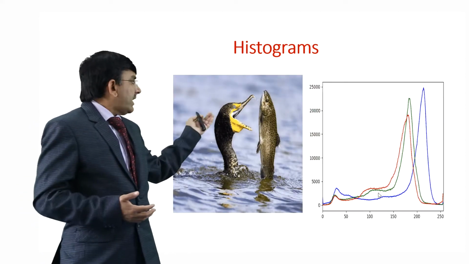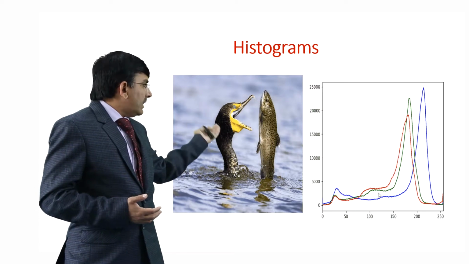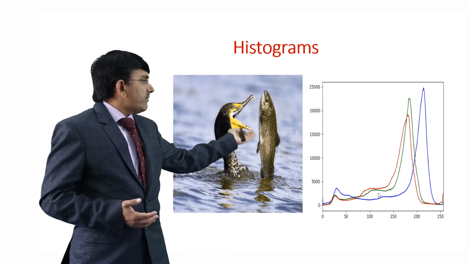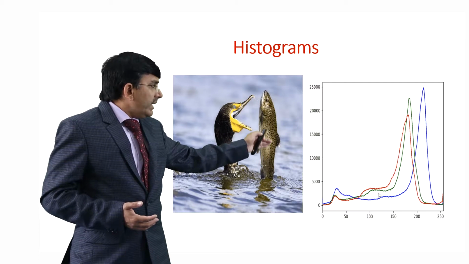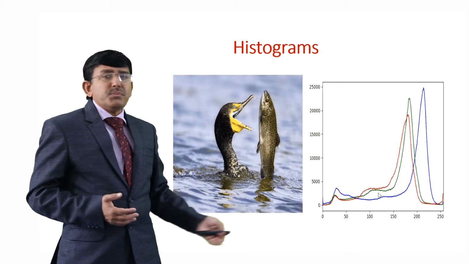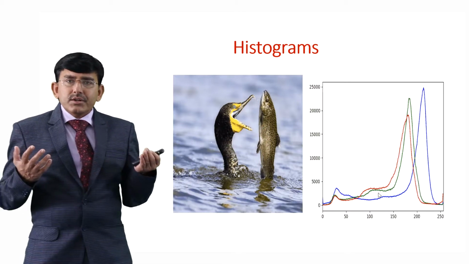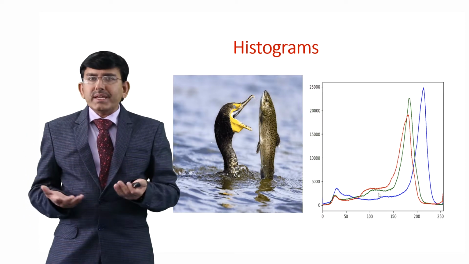Like here, an input image which is of type color, and next to that we have a histogram showing the contribution of each basic color distribution in the input image.